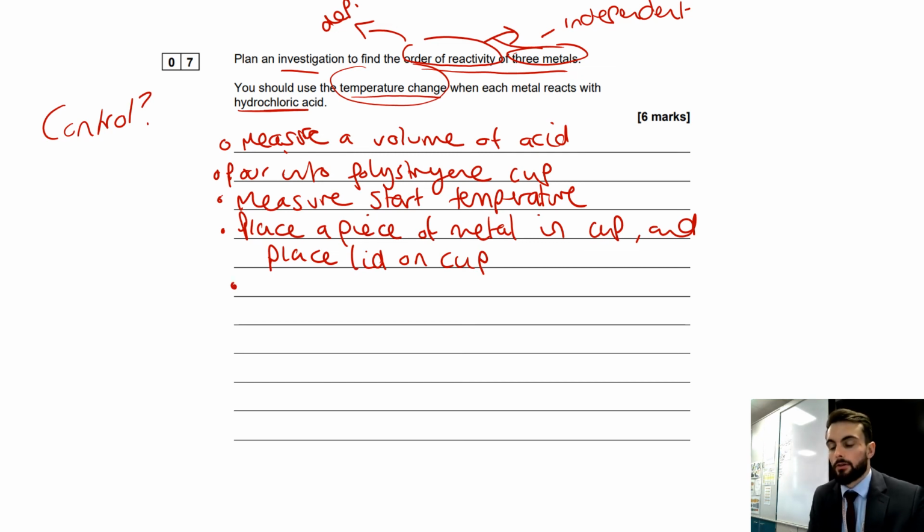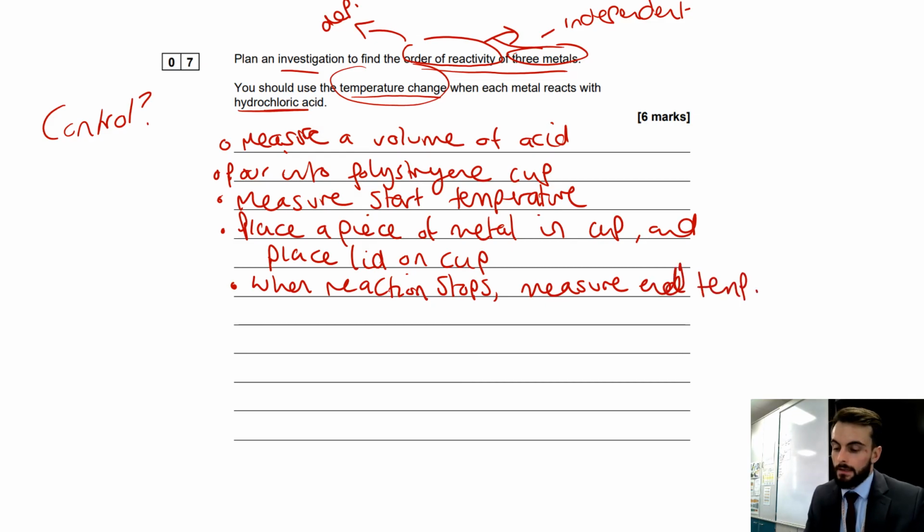And then what do we need to do? How do we work out temperature change? We need to get the end temperature. So we wait until the reaction stops. So when the reaction stops, measure the end temperature. Okay, and then calculate the temperature change, which is just the difference.